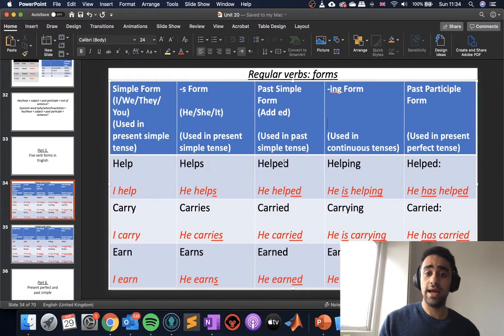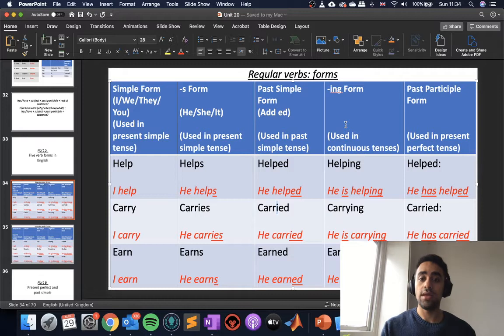And then the third one is our past simple form. This is something that happened in the past. I talked about it today. And for regular verbs, we just add ed. So help becomes helped, carry becomes carried. And again, notice that we didn't just add ed, we changed the y into I here. Earn becomes earned. And it doesn't matter what the subject is, all of them will have the same format for the past simple.